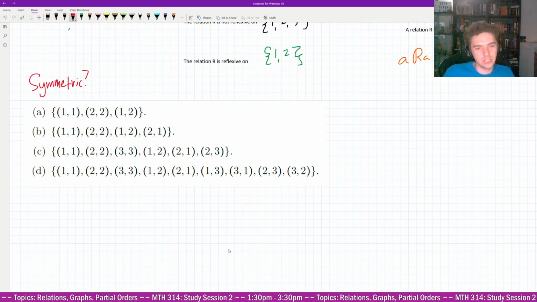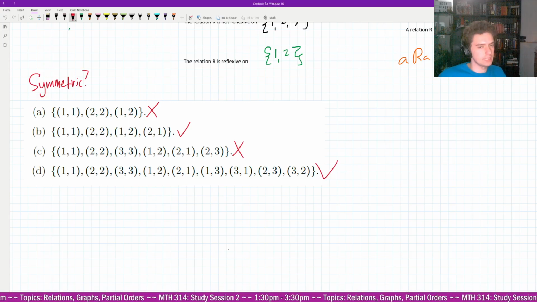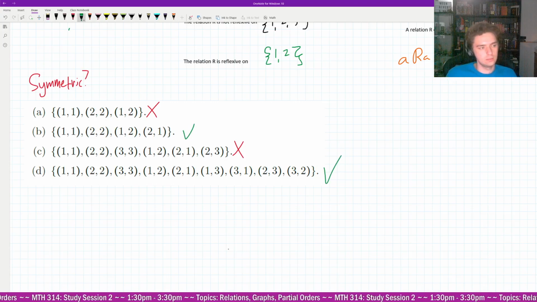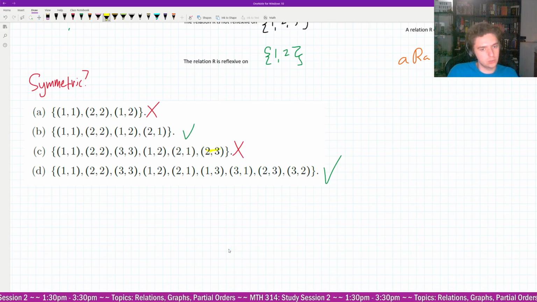So this one is not symmetric, right? This one is symmetric. This one is not symmetric, right? And this one is symmetric. Does that make sense? My choice here is symmetric, not symmetric, symmetric. So this one is symmetric, this one is symmetric. Good. So the reason here, this is not symmetric because it has 2, 3, but it doesn't have 3, 2.